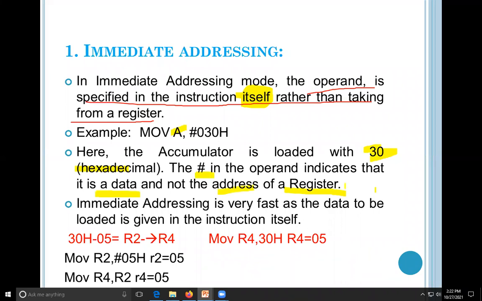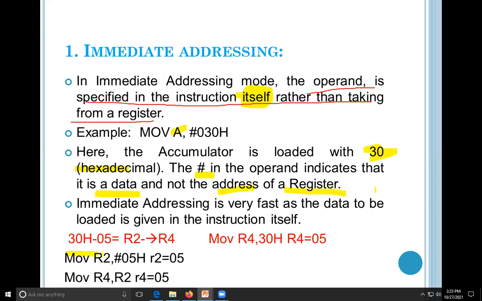Immediate addressing mode is used to transfer a hexadecimal number directly to any register or any memory location. It is directly data. So immediate means it directly takes the data and transfers it to the location, maybe a register, maybe a memory location. Understood? This is the immediate addressing mode. It is fast, you directly transfer the data.